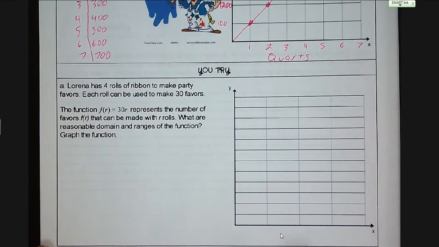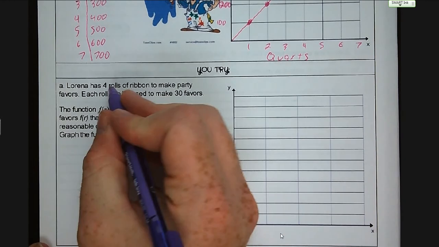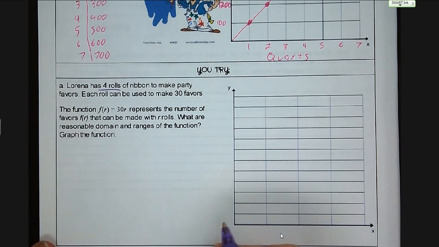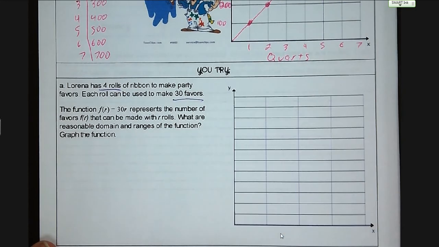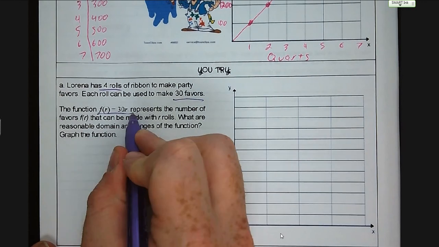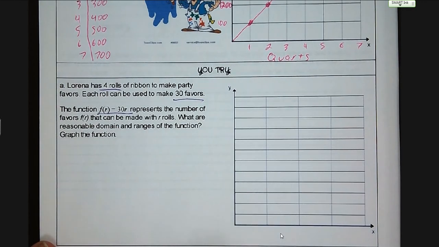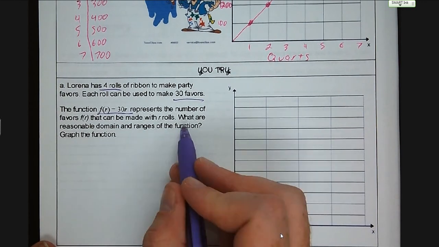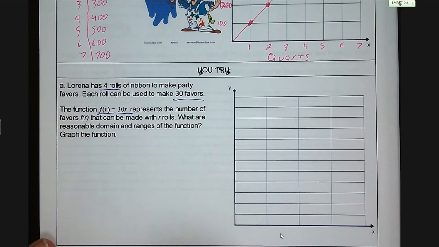So Lorena has 4 rolls of ribbon to make party favors. Each roll can be used to make 30 favors. The function f of r is equal to 30r represents the number of favors that can be made with r rolls. What is our reasonable domain and range for this function? Graph the function.